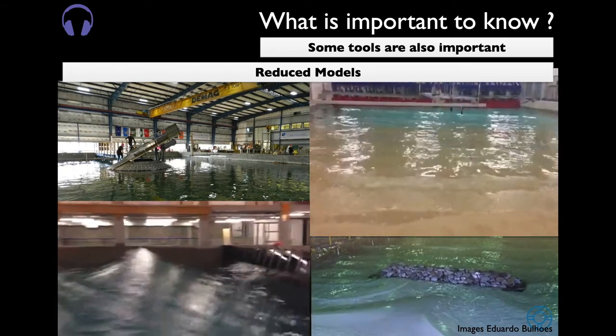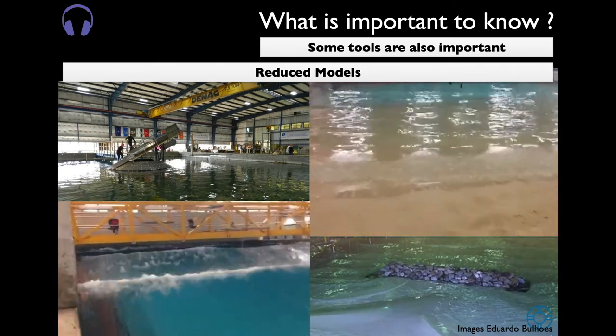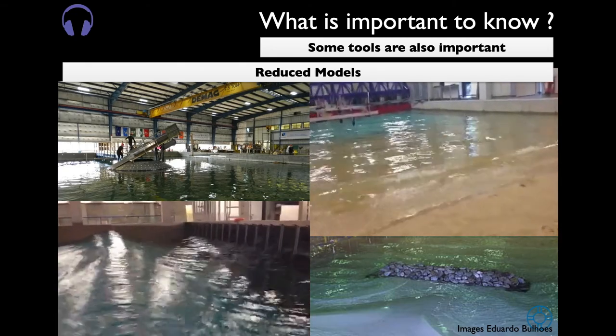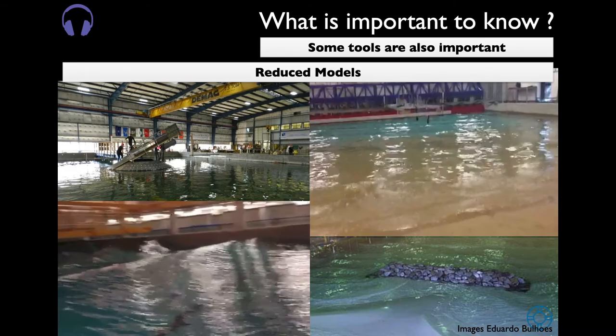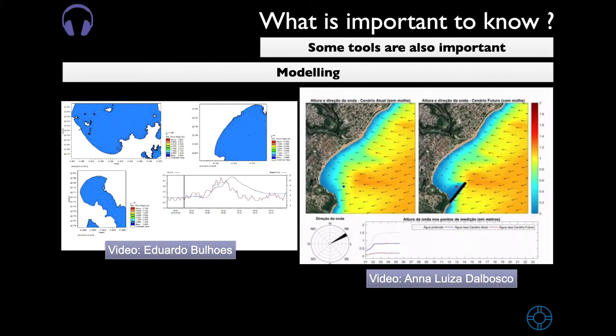And some tools are also important. Here are some of the reduced models. Obviously, field survey, monitoring techniques, and coastal mapping tools are also important. The modeling of coastal process is very, very important too.